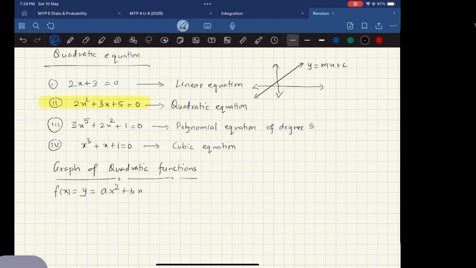Ax squared plus bx plus c. Now, what is the role of a, b, and c? First thing, a cannot be 0. Second thing, this a, b, and c are some kind of constants. What is the meaning of constant? They're always the same. In very simple terms, constants are nothing but numbers.